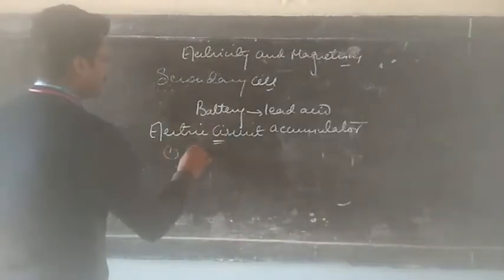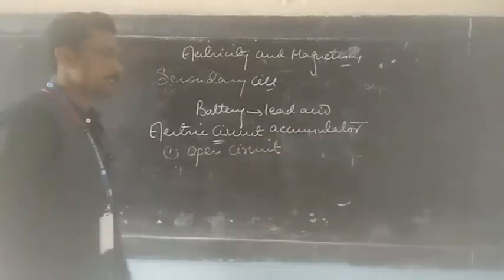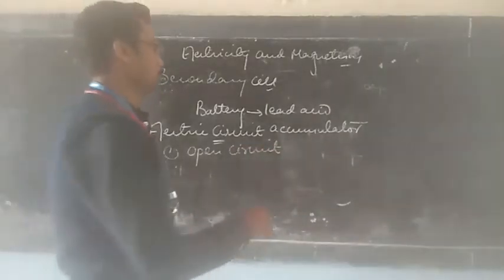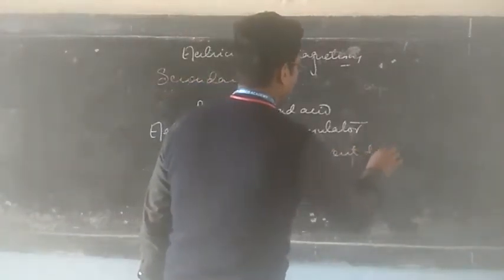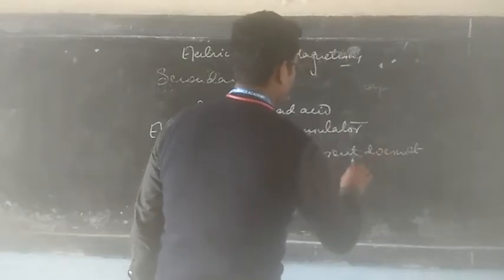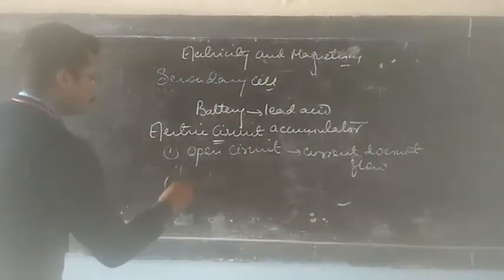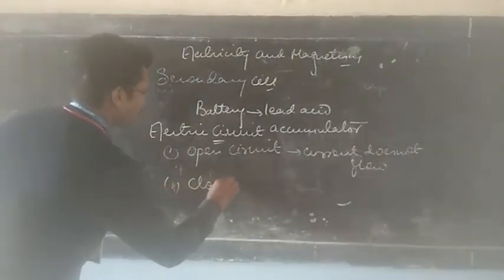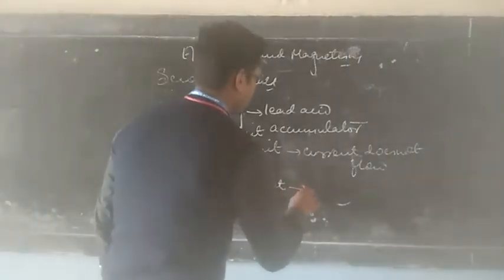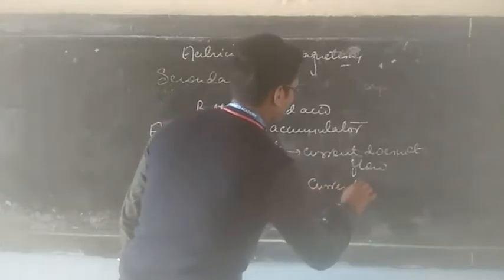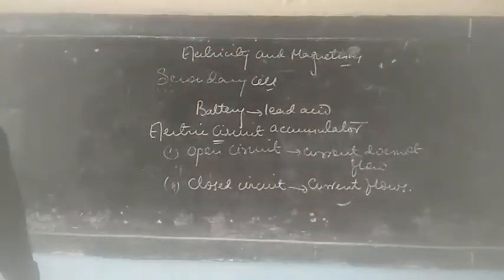Electric circuit can be an open circuit. Open circuit is the circuit through which current does not flow. And second will be the closed circuit. Closed circuit is the circuit through which the current flows.